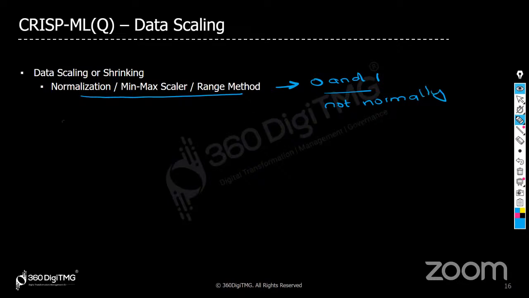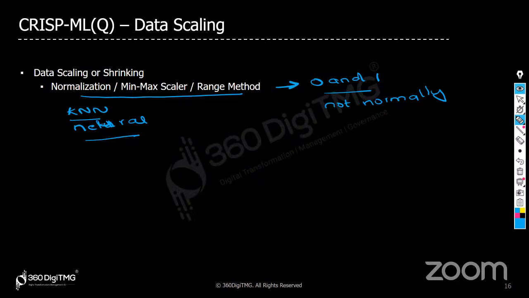Normalization is beneficial for some types of algorithms like k-nearest neighbors, KNN, and neural networks. So normalization scales the data to a range between 0 and 1, and it is used when the data is not normally distributed, or not following Gaussian distribution. It is also called the min-max scalar method or range method.